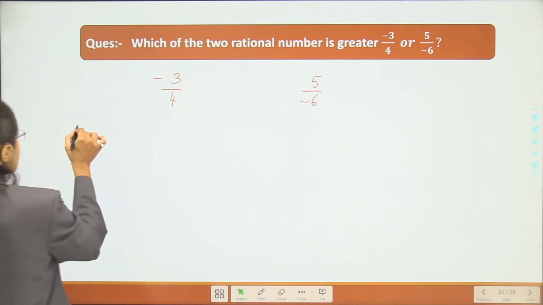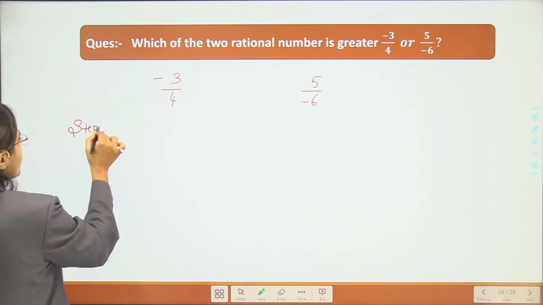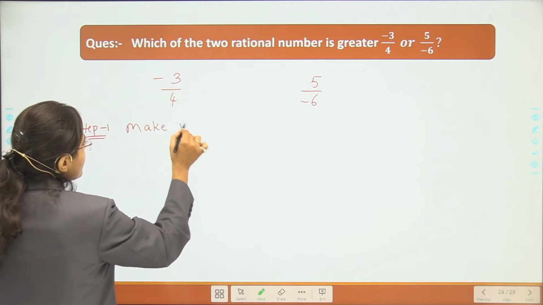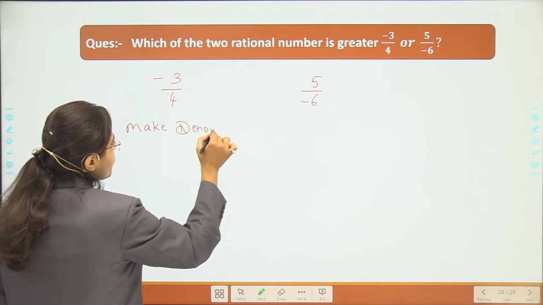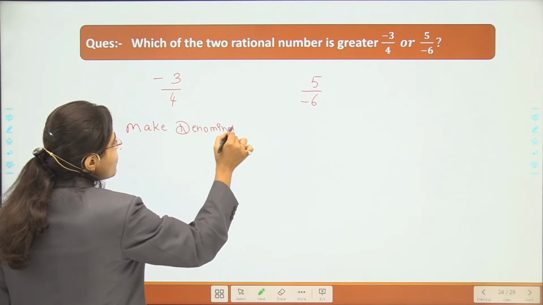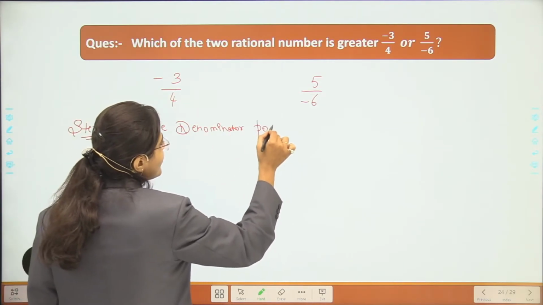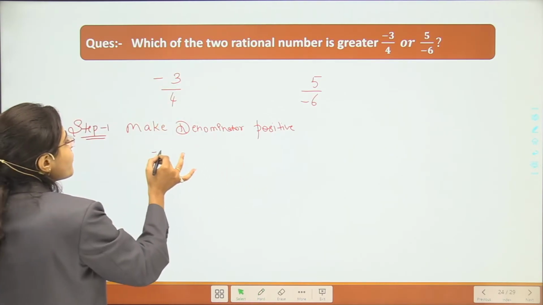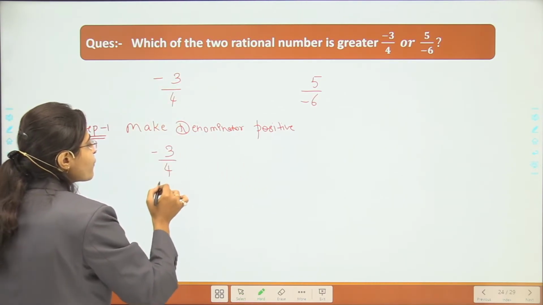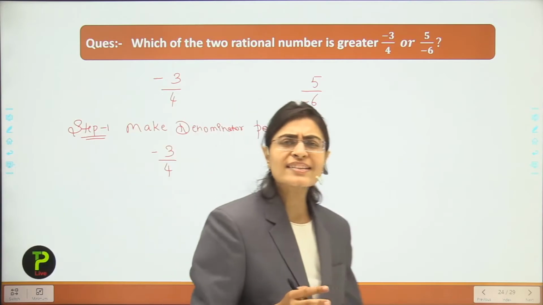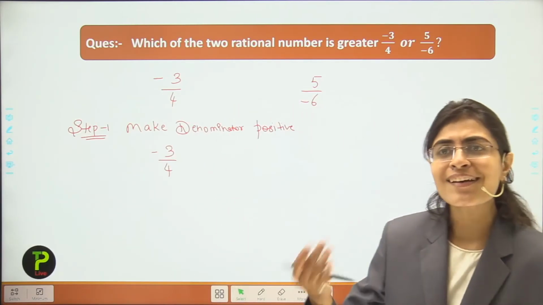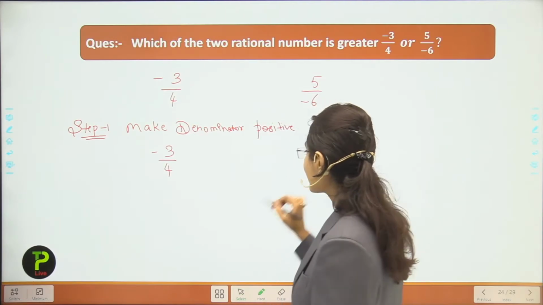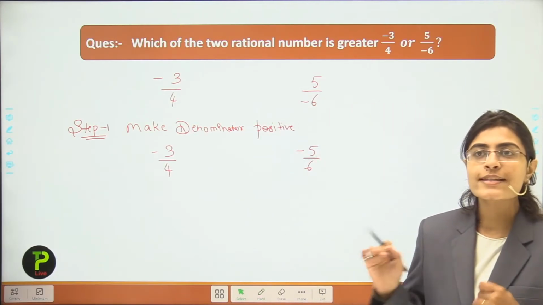So here, step 1. Make the denominator positive. Here it is already positive, so I am writing minus 3 by 4. And here it is minus 6, so take the negative sign to the numerator. It will be minus 5 by 6. Right, so our first step is done.